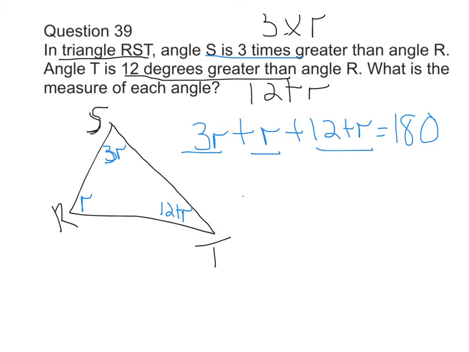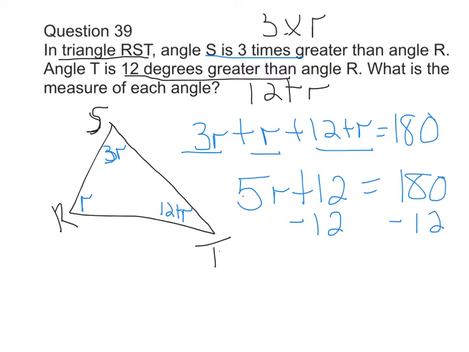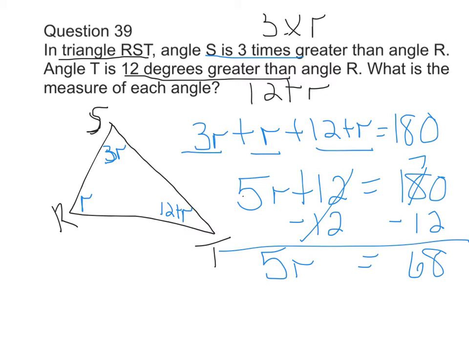Then you're going to want to combine like terms. So I have 3R plus 1R makes 5R plus 12 equals 180. Now you have a two-step equation. So you're going to subtract 12 from both sides. Cancel these out. You have 5R equals, if I subtract 12, how to borrow, you get 168. So then divide that by 5 and you'll get R.